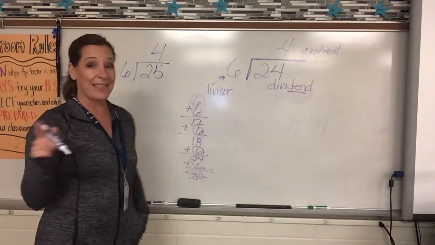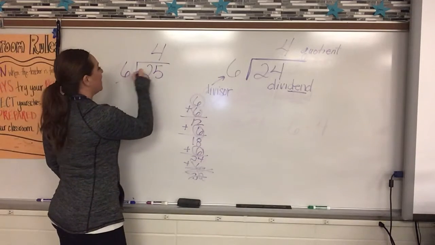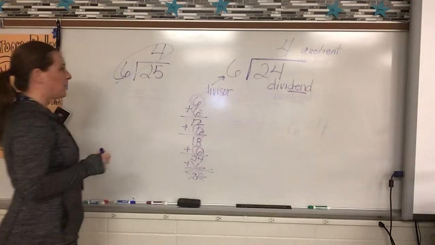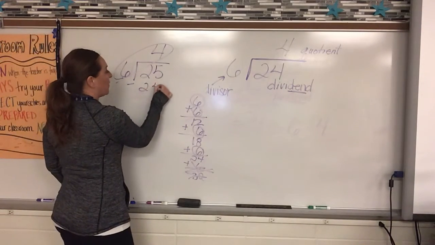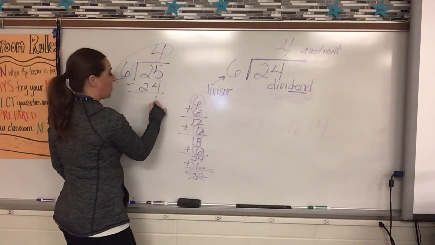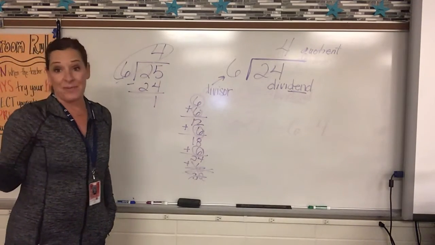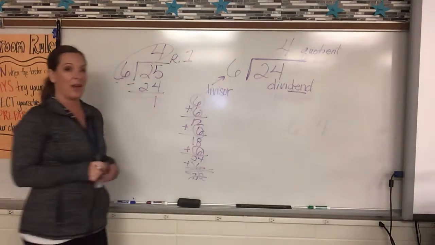And this is where it gets a little bit confusing, like I said before. You multiply the divisor and the start of your quotient, and you get 24. You subtract 24 from the dividend, and you get 1. We have 1 left over. That becomes our remainder. So our answer is 4 remainder 1.